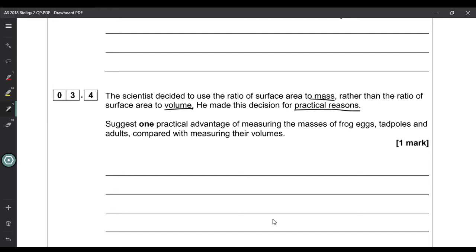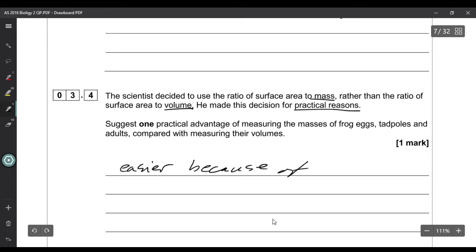So for practical reasons, it's easier because of regular shapes. Therefore, difficult to count volumes.